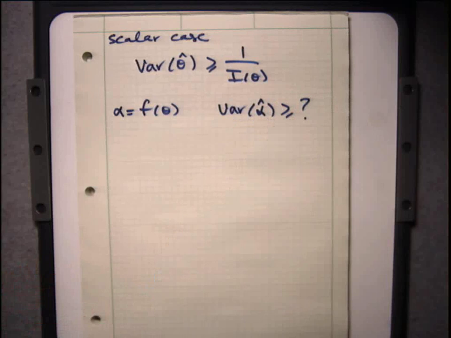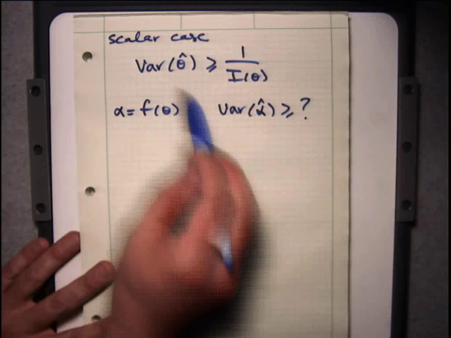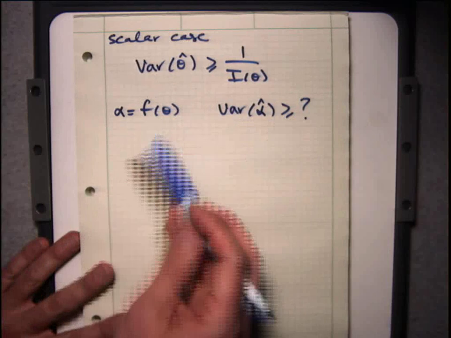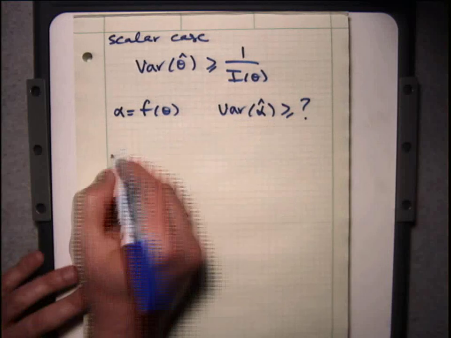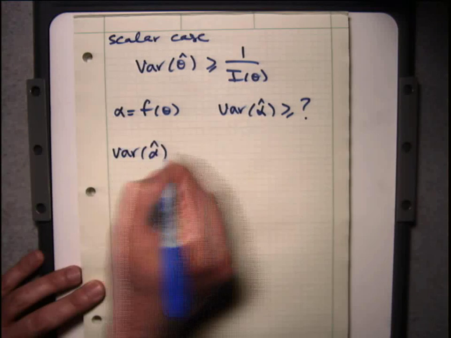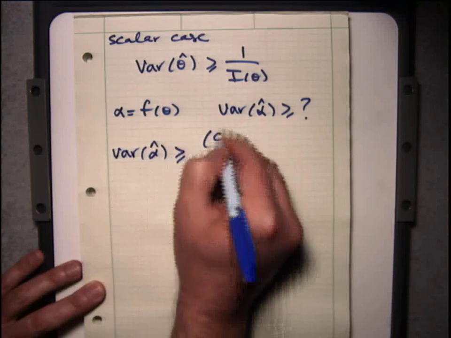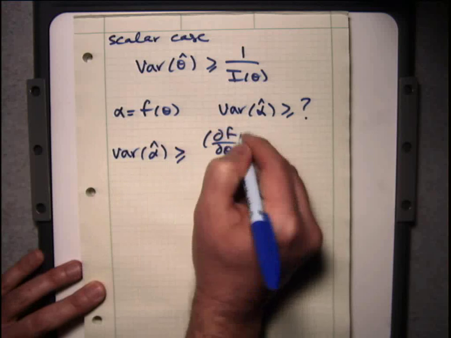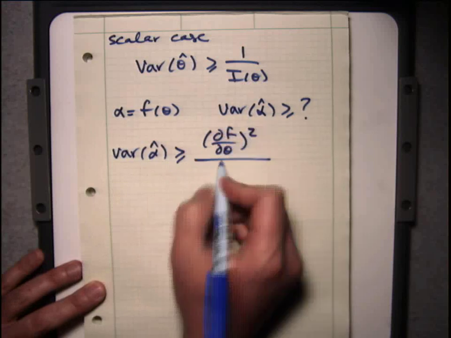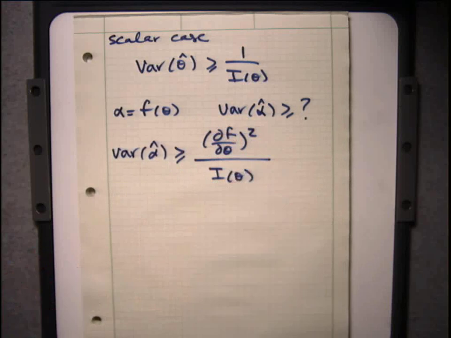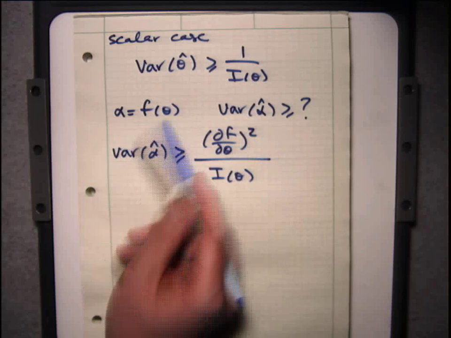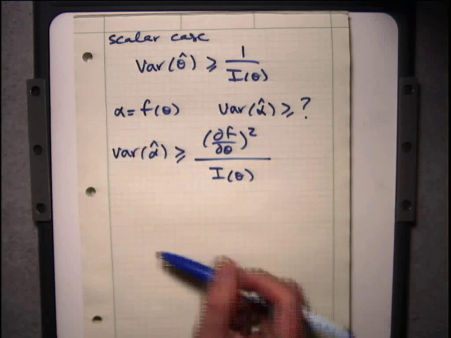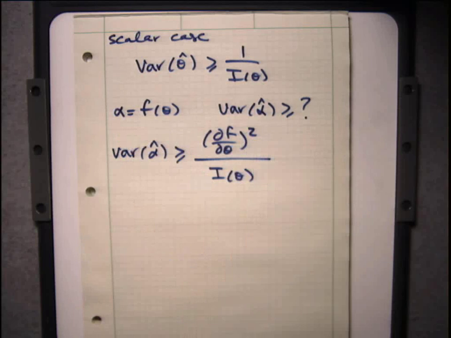It turns out it's very easy to do. All you have to do is keep in mind this function and compute the derivative of the function. So the variance of alpha hat is lower bounded by (df/d theta) squared divided by the same I of theta as before. This derivative is what makes all the difference. For instance, in the trivial case, if alpha is just theta, then this derivative is just 1, so you get back to what you had before.